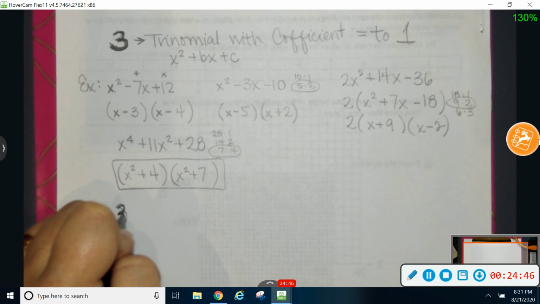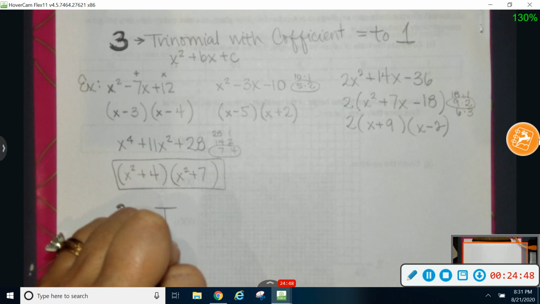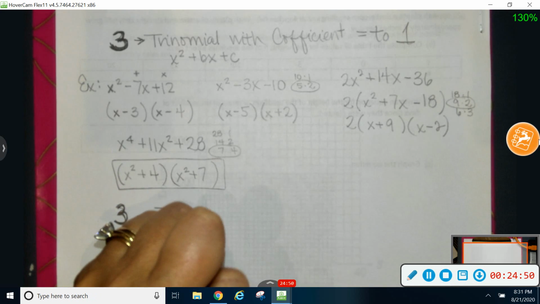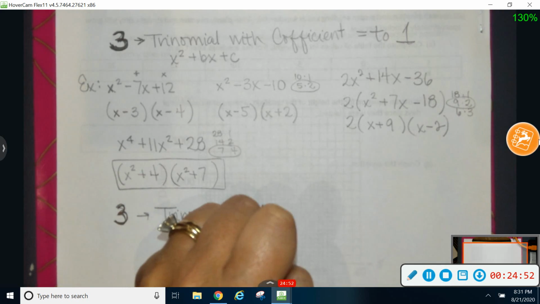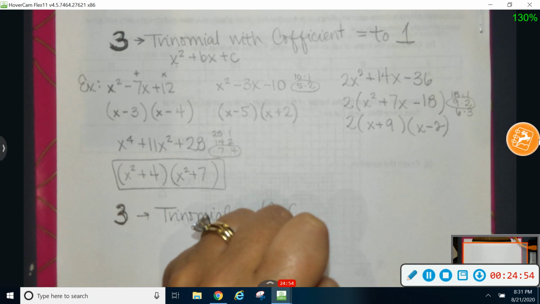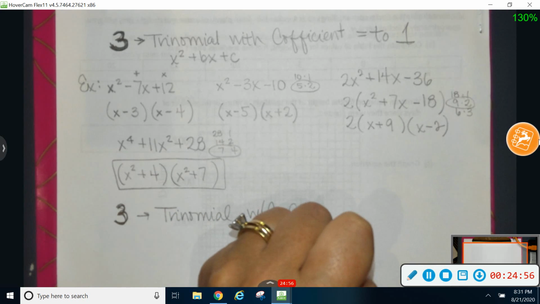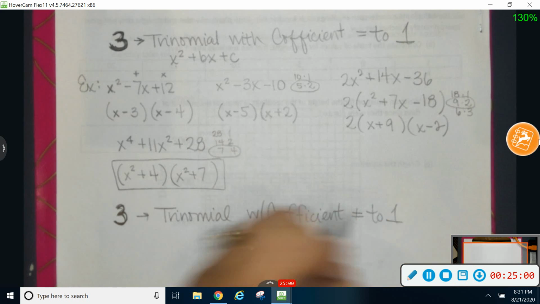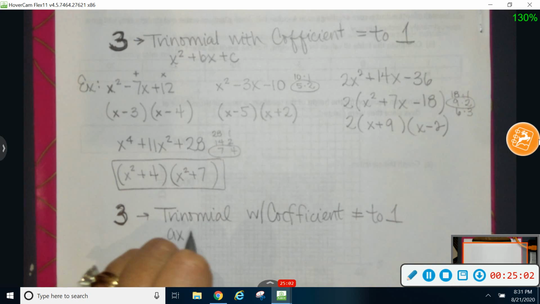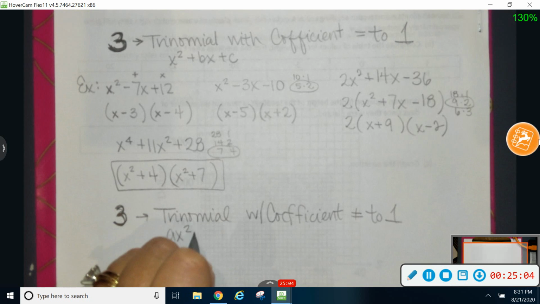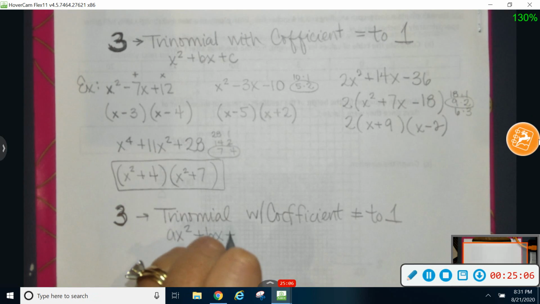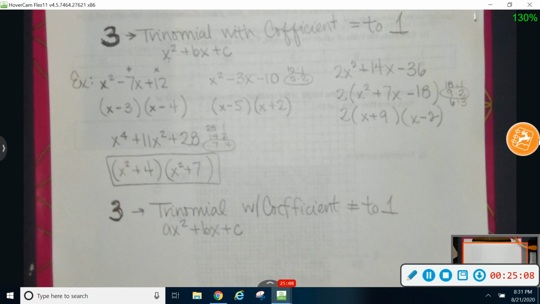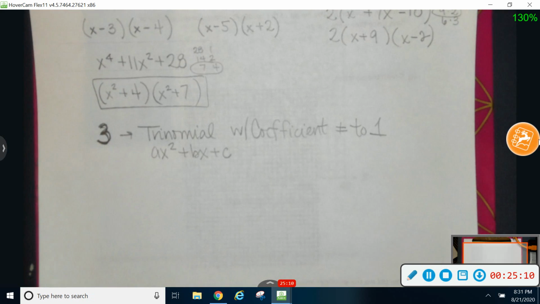Another thing with 3 terms is what if I have a trinomial with a coefficient not equal to 1? What if I have a number in the front, an ax squared plus bx plus c? Some kind of coefficient sitting in front of that x squared.